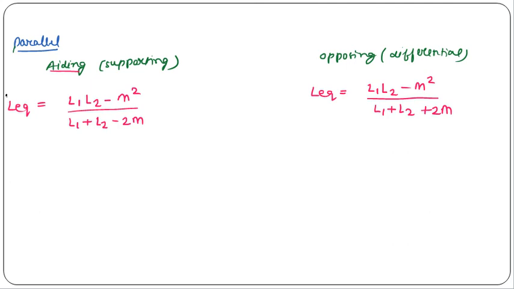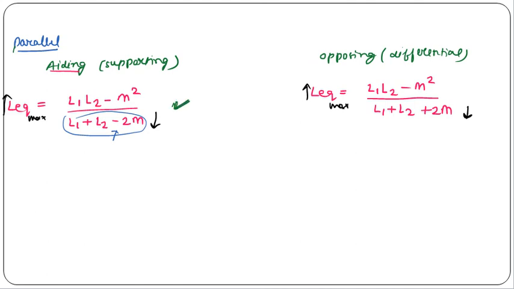Okay, so now we want the maximum value of L equivalent. If we want the maximum value, if you see the numerator is the same in both the cases. So for the maximum value of L equivalent, the denominator has to be minimum. If you observe the denominator of both these equations, here it is a minus sign, so because of this minus sign, this value will be less. So in parallel aiding, if we use this formula, we will be getting the maximum value of net inductance.